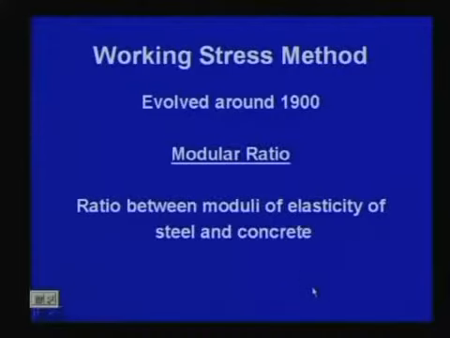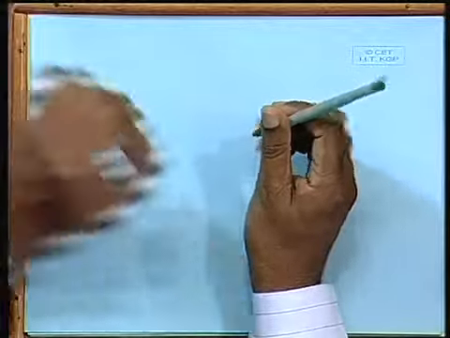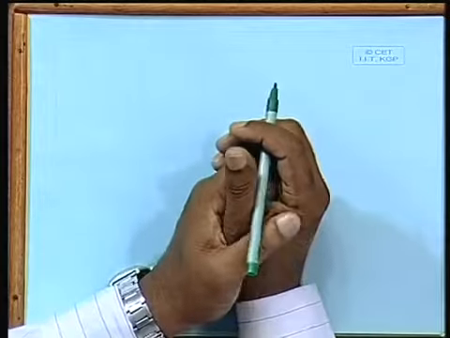So what is the modular ratio? It is the ratio between the two moduli of elasticity, of steel and concrete. I can explain this, particularly starting with the beam. We have to find out the dimension of, say, a beam. If we have to find out the dimension of the beam, let us forget the reinforced concrete for the time being.